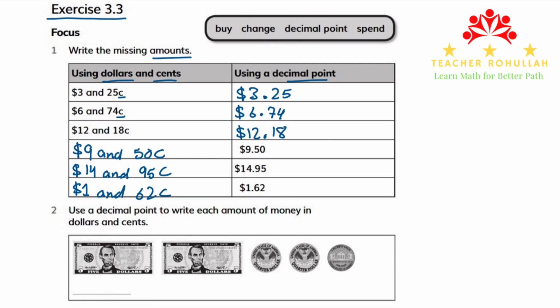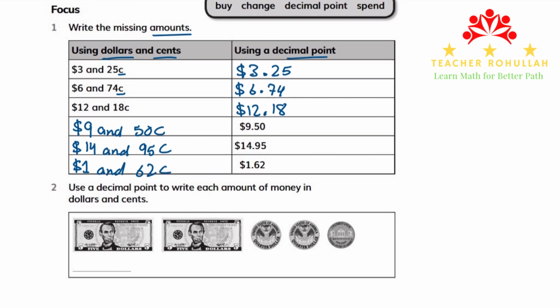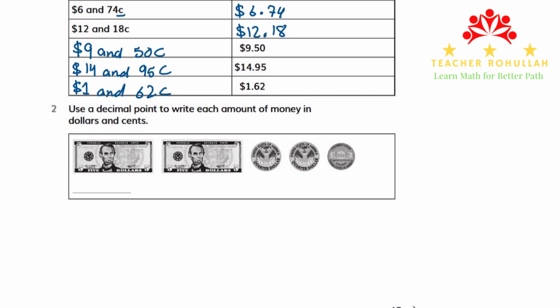Let me scroll down so that we should be able to see question number 2 clearly. In question number 2, it says, use the decimal point to write each amount of money in dollars and cents. So we have 2 $5 notes, 2 quarter coins, and 1 5-cent coin. So this is 25 cents, this is also 25 cents, and this is 5 cents. And the 2 notes over here are $10 because we have 2 $5 notes.